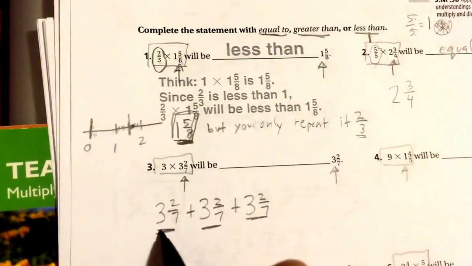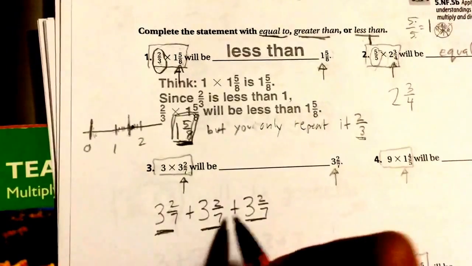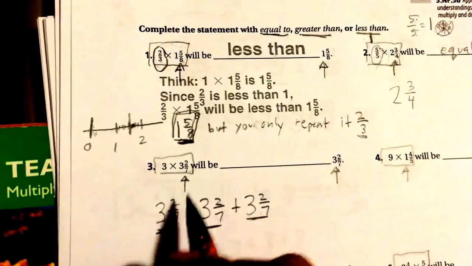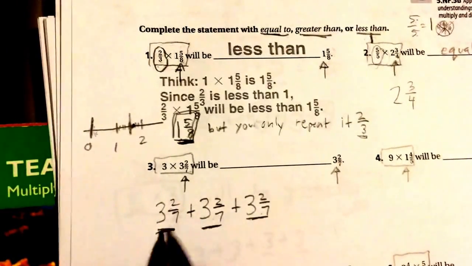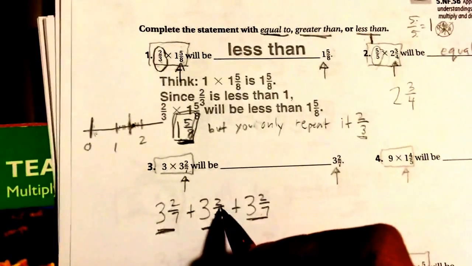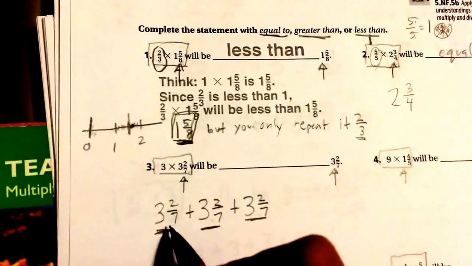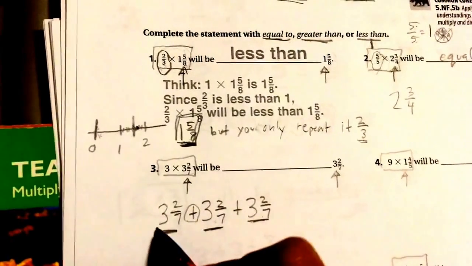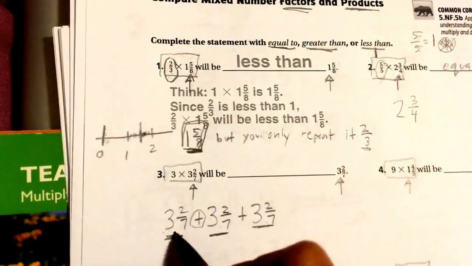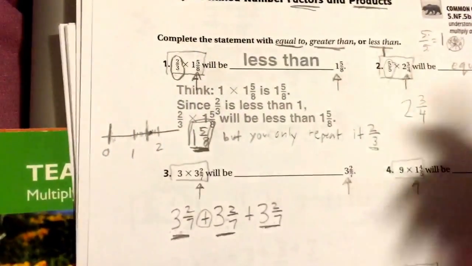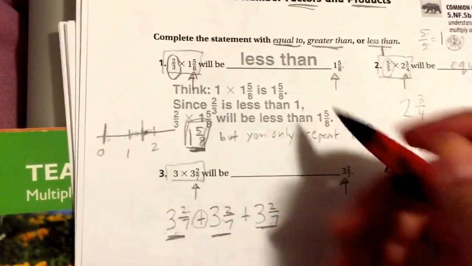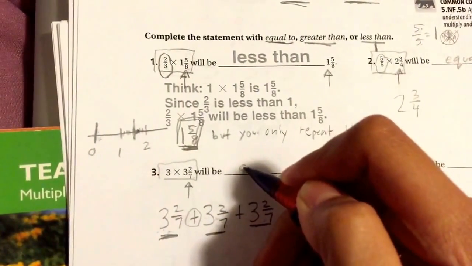What's happening to the 3 and 2/7? Is it getting bigger, smaller, or is it staying the same? It can't be staying the same because they're 2 different numbers and you're adding to it. So definitely it's not equal to. It's not getting less because you're adding. 3 plus 3 already at least at the whole number, so your number is going to be more than 6, more than 9. So it's definitely getting bigger, greater than.